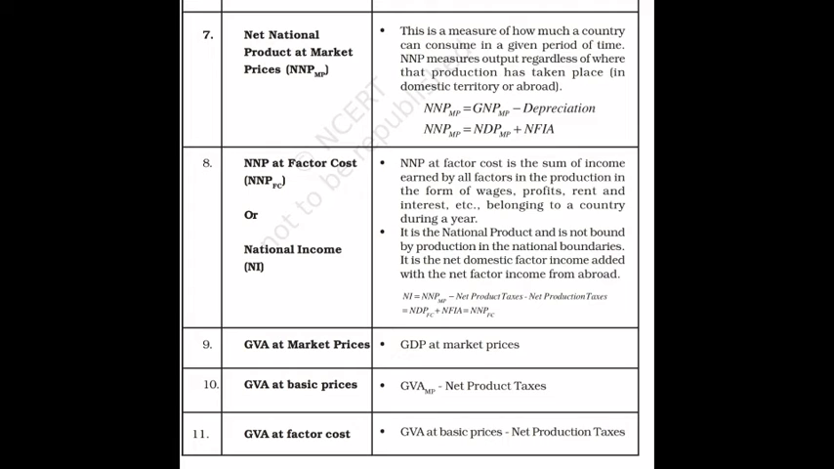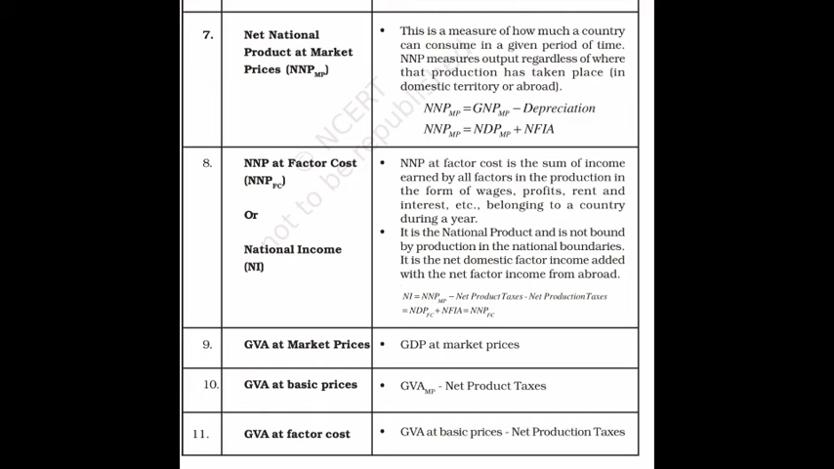Next is net national product at market price and factor cost. NNP, net national product at market price, is a measure of how much a country can consume in a given period of time. NNP measures output regardless of where that production has taken place, whether in domestic territory or abroad. So NNP is equal to GNP minus depreciation. Depreciation is the consumption of fixed capital, that is the normal wear and tear. If you deduct this depreciation from GNP MP, you will get net national product.